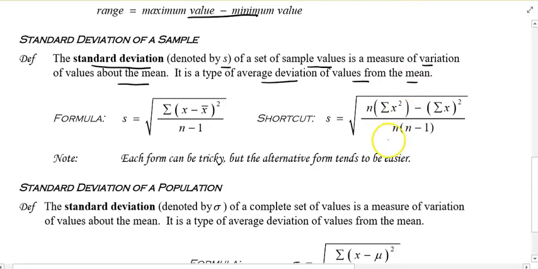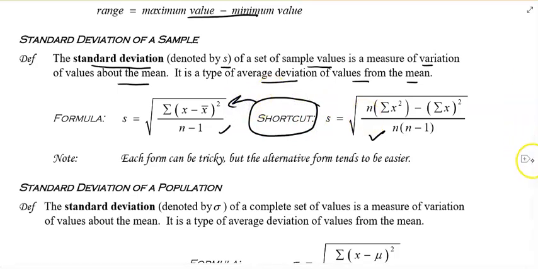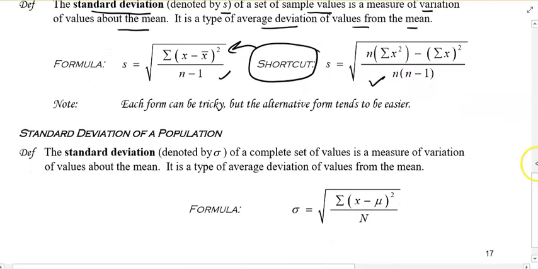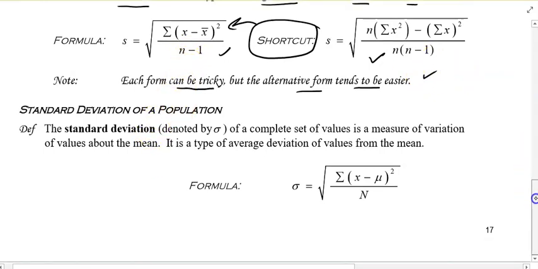We have two formulas. We have this formula and this formula. This turns out to be a shortcut compared to this. We'll discuss why, and we'll do both and show you. But you could use either one. These formulas are provided in your test. You don't need to memorize them. Note, each form can be tricky, but the alternative formula tends to be easier. So they like this. They say it's easier than the other.